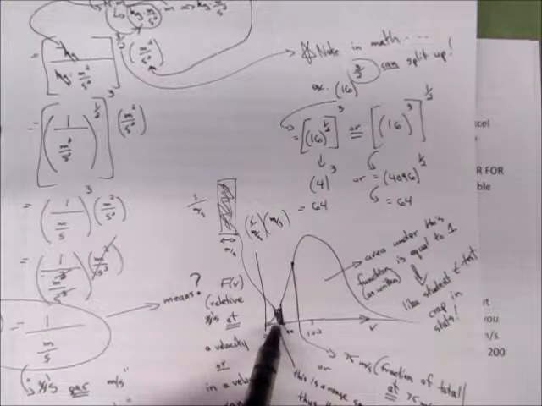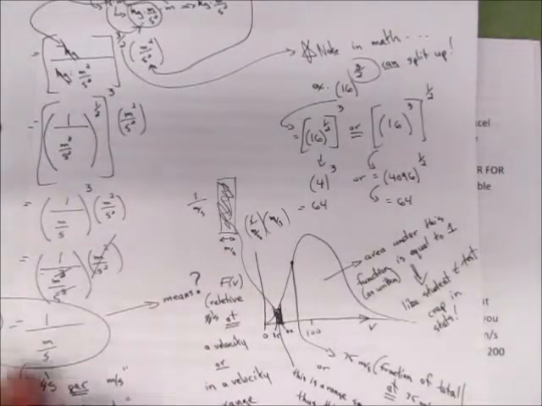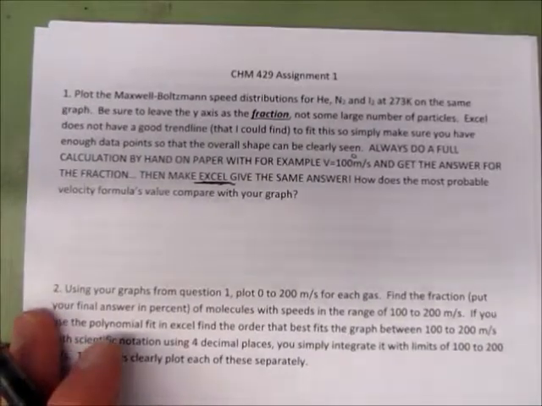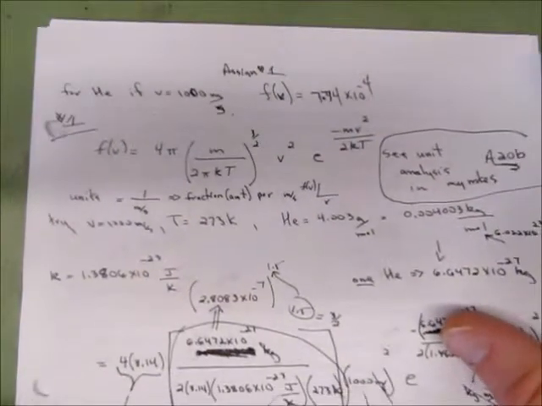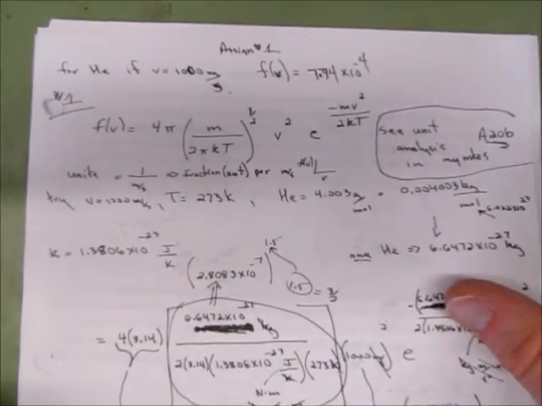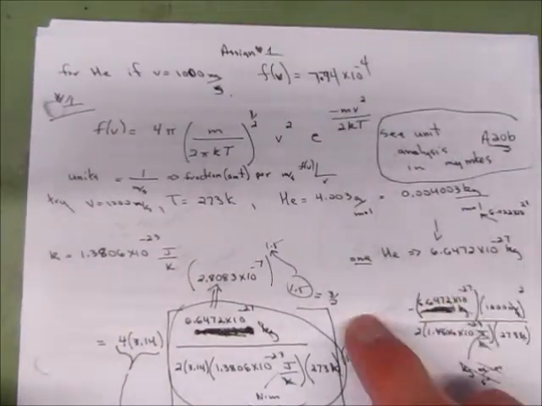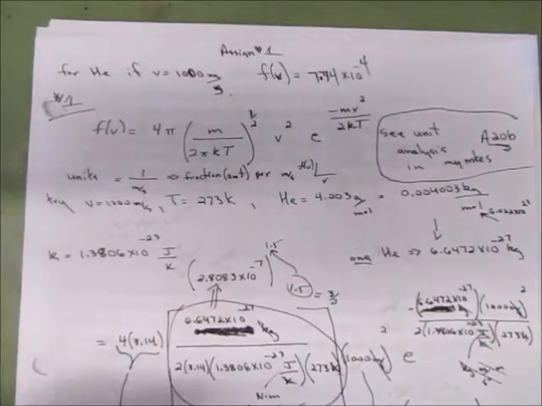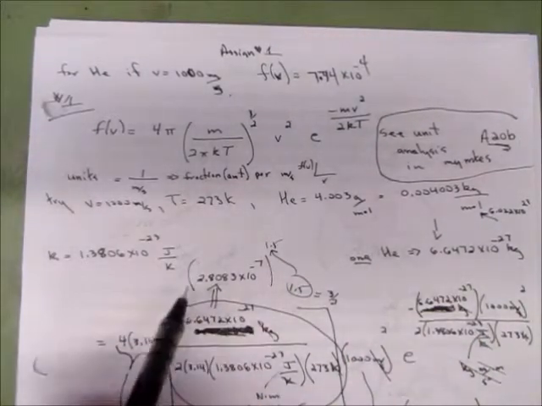This area will give you a number that represents the fraction out of 1 that have speeds in this range. So that's what it means. So we're good with that. Next up, we have the all-important calculation you must do by hand. And that's what this is meant to show. Plus, we do the units sort of again.